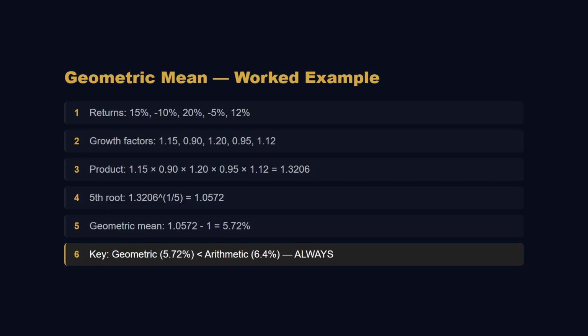This is always true when returns vary. The geometric mean is always less than or equal to the arithmetic mean. The gap between them increases as volatility increases. This relationship is tested on the exam.